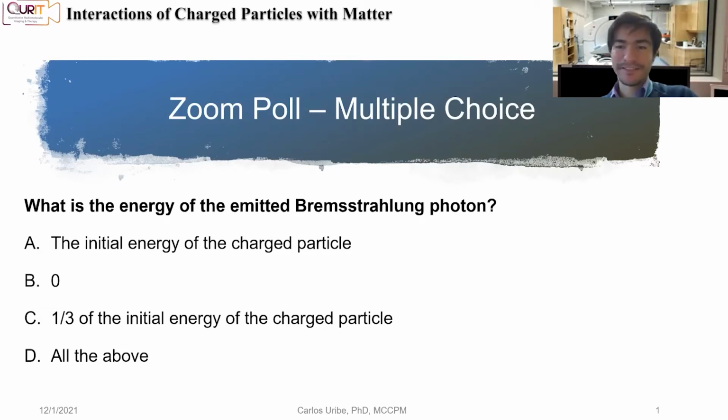Okay, five more seconds. Okay, I'll share the results with you. Most people went with D. Some people went with the other options. The correct answer, I'm not exactly sure. I wasn't sure if all of the above is really the true representation, but yes, those emitted Bremsstrahlung photons can have all those energies. Basically, there's no photon being emitted, or it can take all the energy of the initial particle, or it can take one third. Let's look at that in the next slide.